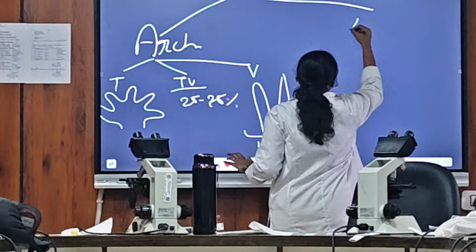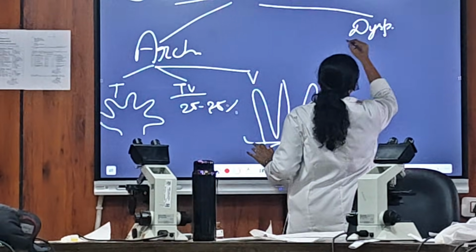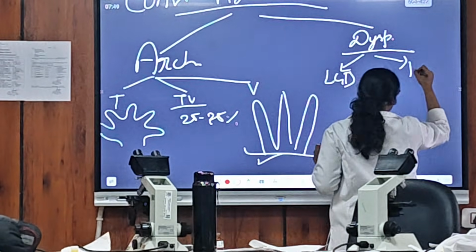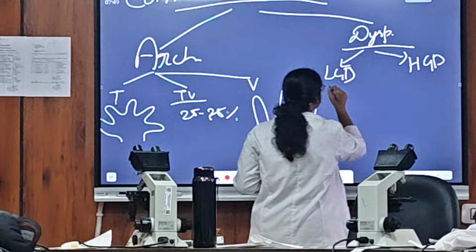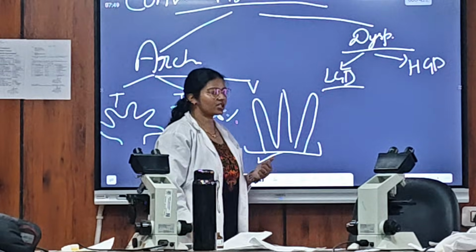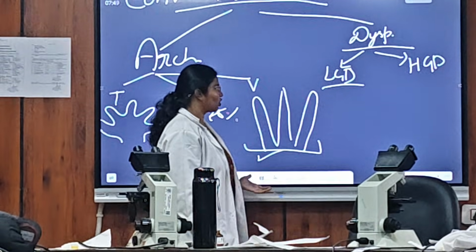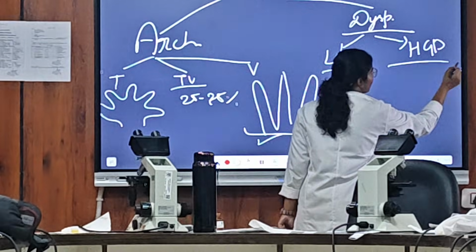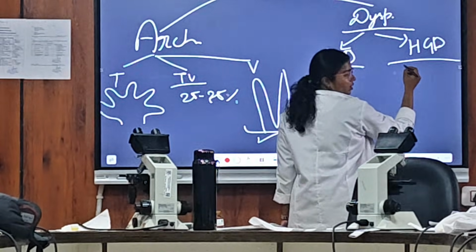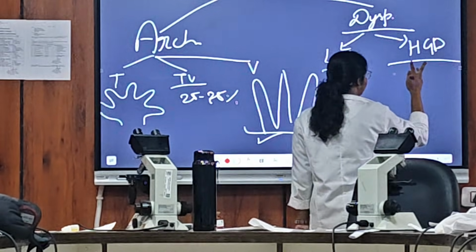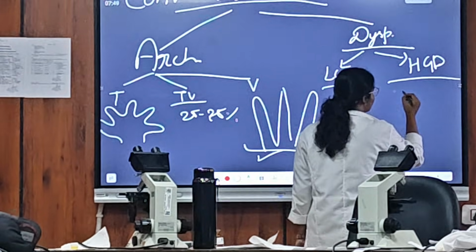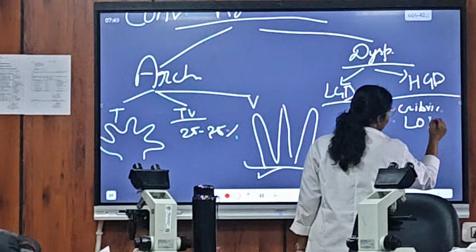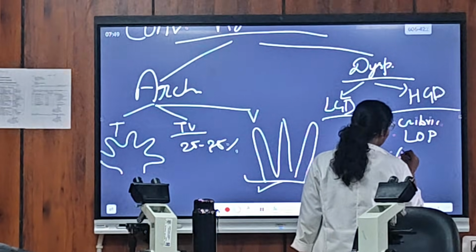Then, according to dysplasia, we have low-grade dysplasia and high-grade dysplasia. In low-grade, we can see nuclear elongation, stratification, and hyperchromasia, but the architecture remains normal. But in high-grade dysplasia, we have loss of architecture showing cribriform or other complex architecture, loss of polarity, and atypia.